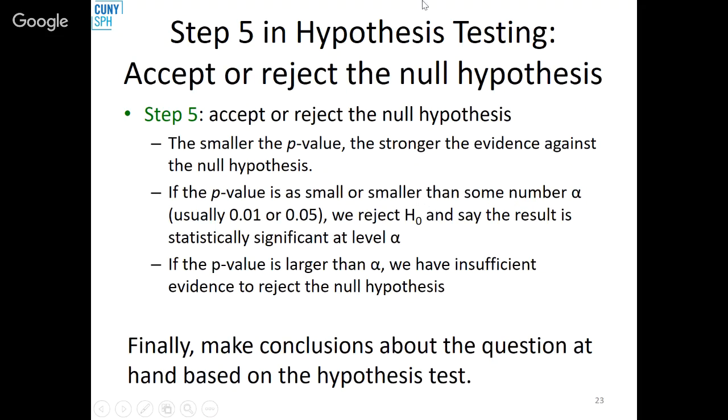And then finally, step 5 is to accept or reject the null hypothesis. If you calculate a probability that is less than our significance level alpha, then we reject the null hypothesis, we accept the alternative hypothesis. If the p-value is bigger than alpha, then we consider that insufficient evidence to reject the null hypothesis, and we stick with the null hypothesis for lack of evidence to reject it. And then finally make conclusions about the question at hand in the context of the study.